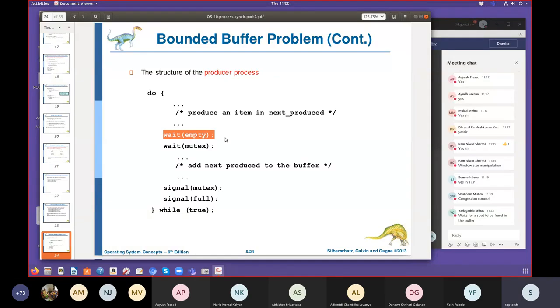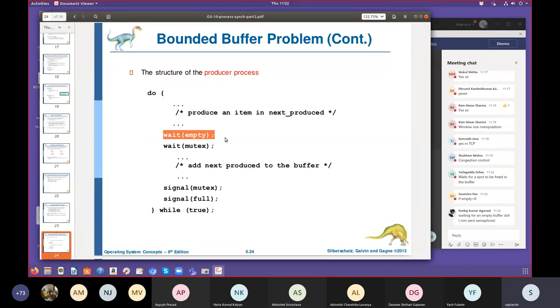Exactly what Sriharsh said. The producer is trying to ensure that there is at least one buffer slot empty. Pankaj also said the same thing, and Soumitra also. It's trying to ensure that at least one buffer slot is empty, because we will see the corresponding consumer process in the next slide. But intuitively you understand that every time the consumer consumes an item, it will signal empty, indicating that one buffer slot is now empty and it has already read the data. That is what the producer is waiting for. Once it gets the empty semaphore, that means at least one buffer slot is empty, then it will wait for mutex.